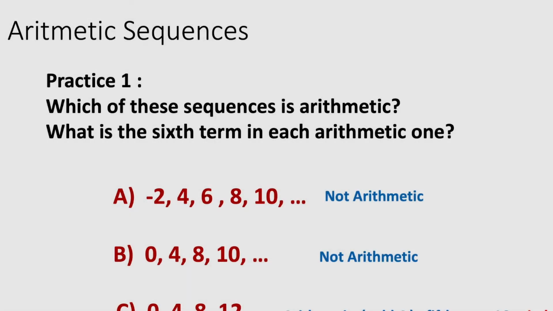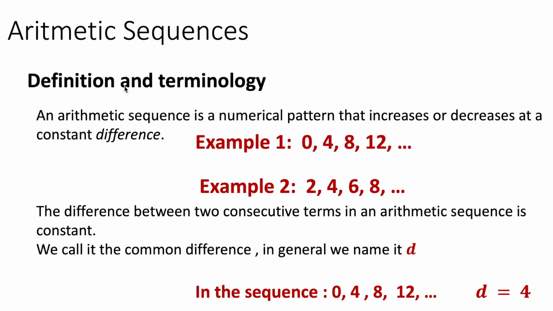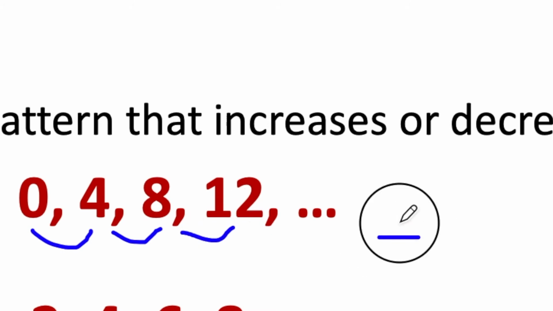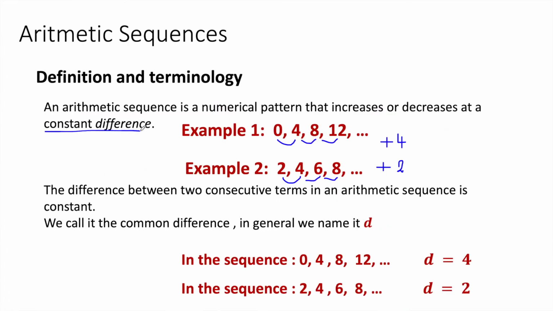Okay, now from these examples, we can give a general definition for an arithmetic sequence. It's a numerical pattern that increases or decreases at a constant difference. Look at the example. 0 is the first term, it increases by 4. This sequence increases by 4 from term to term. The second one increases by a difference of 2. Okay, so we call this a common difference.